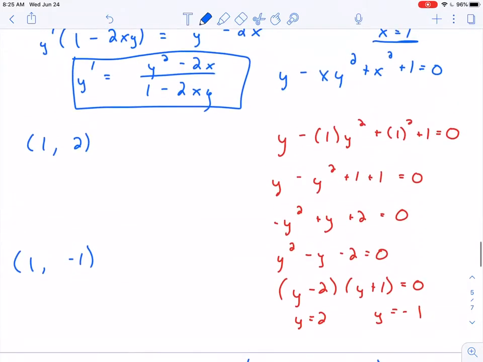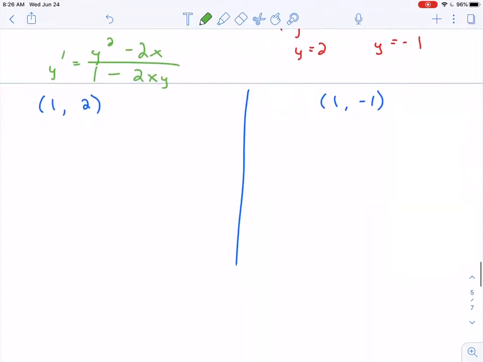And for the slope of the two tangent lines, I'm going to look at my derivative, y prime. So let's write that here just so that I have it. y prime is equal to y squared minus 2x divided by 1 minus 2xy. So here is my derivative. I'm going to take my x value, plug it in for x, the y value, plug that in for y, and solve for y prime. That's what tells me the slope of the tangent line.